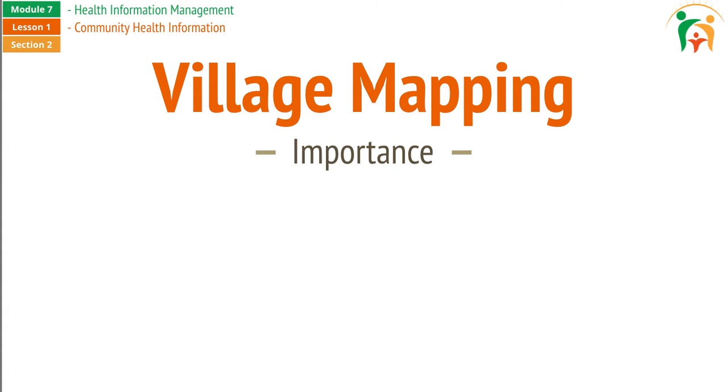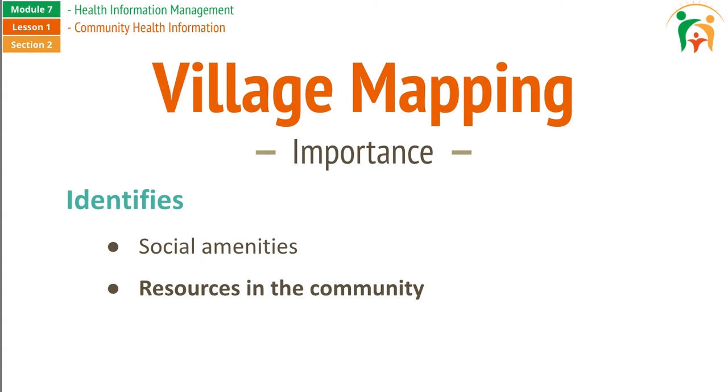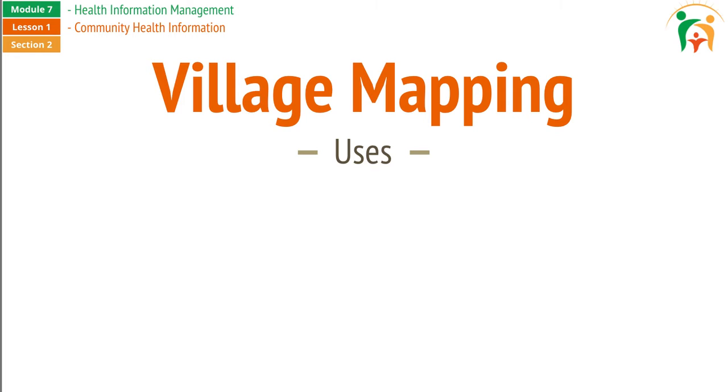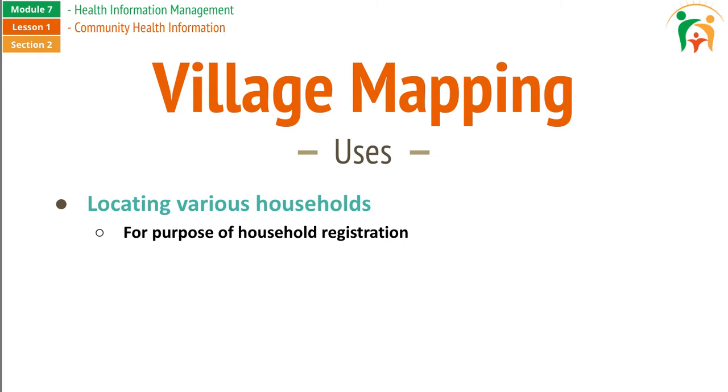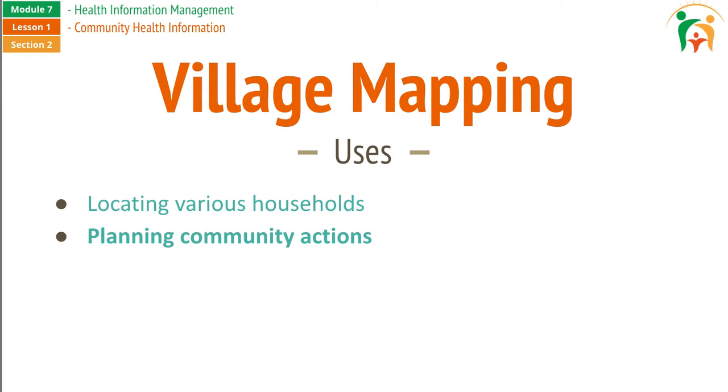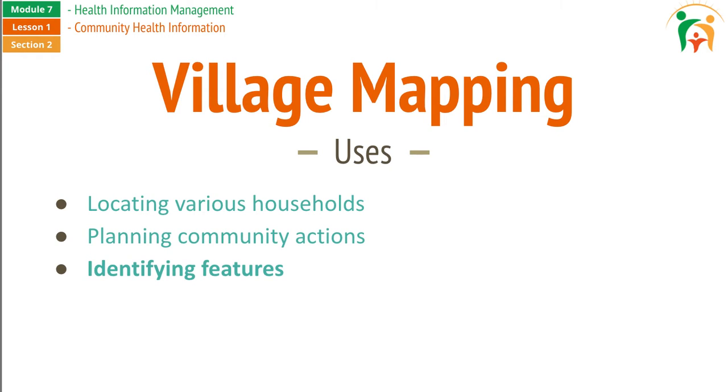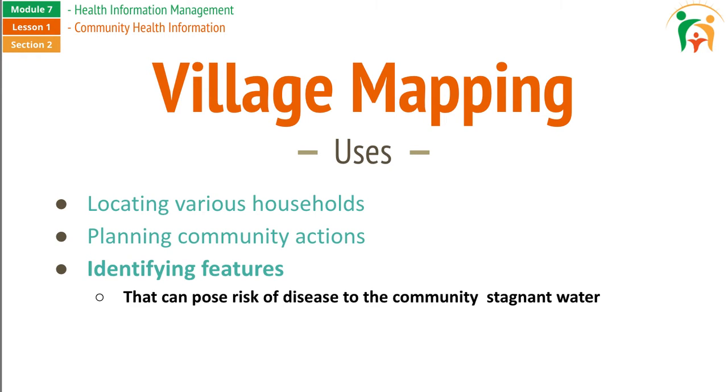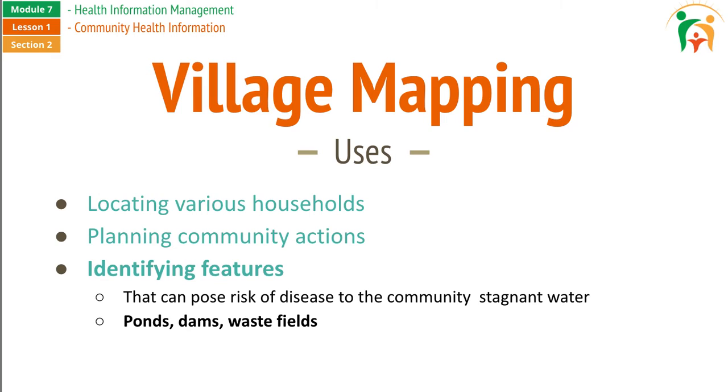Importance of village mapping. It identifies social amenities, resources in the community, households. Village mapping uses. It locates various households for purpose of household registration, planning community actions, identifying features that can pose risks of diseases to the community: stagnant water, ponds, dams, waste fields.